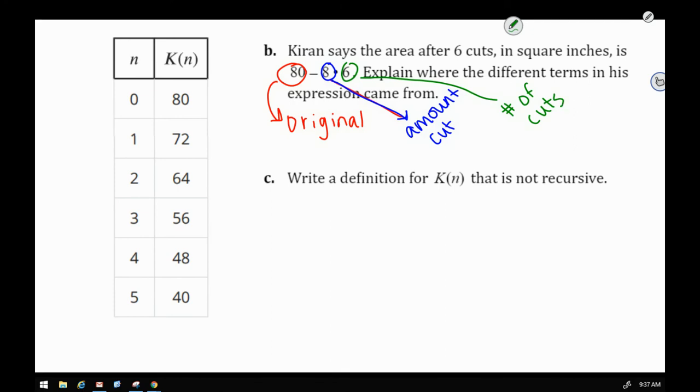Okay, so if I'm writing a definition for K of n that's not recursive, for any number of cuts, K of n, how do I figure out how much area is left? 80 minus 8n. Because I'm starting with my original area of 80, taking off 8 each time, for however many cuts I make. You with me? All right.